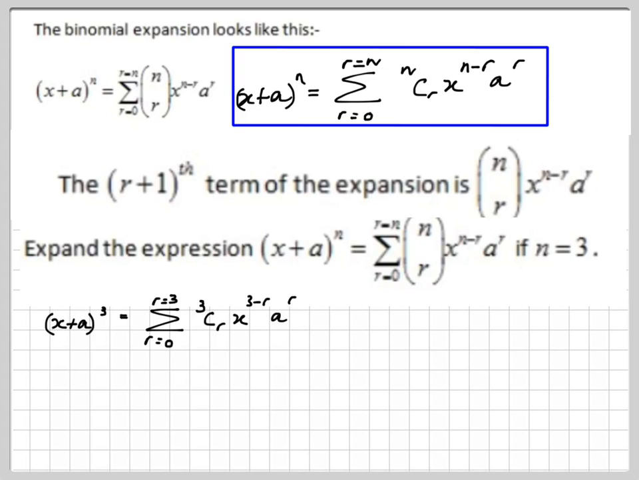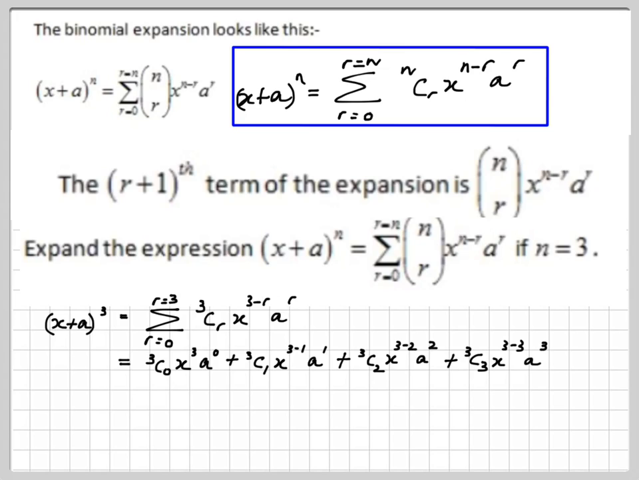Come on, when r is 0, it'll be 3C0 x to the 3 a to the 0. When r is 1, it'll be that thing. Does it look right? Yes, it does. Then when r is 2, yes, everything's looking great. It's that. When r is 3, it's that. You see how it goes from 0 up to 3, yielding one more term than the exponent 3? Yeah, so we've just got to simplify that now.